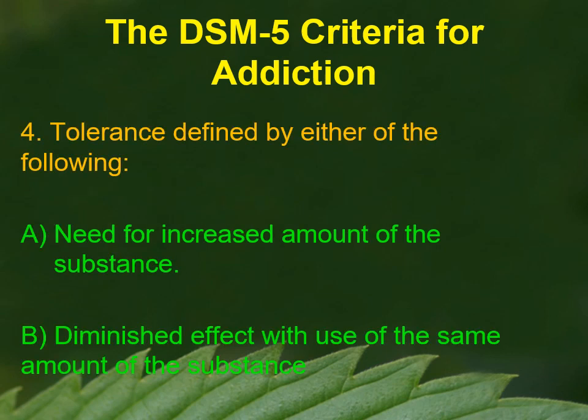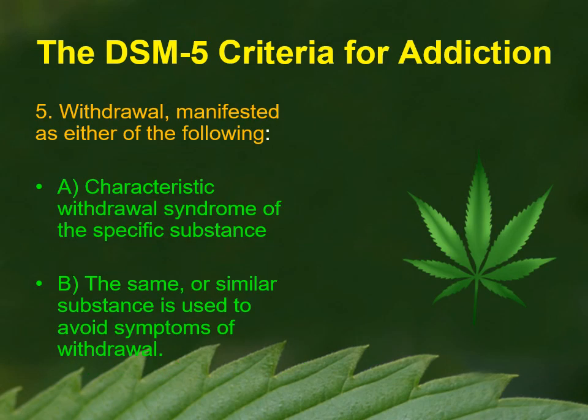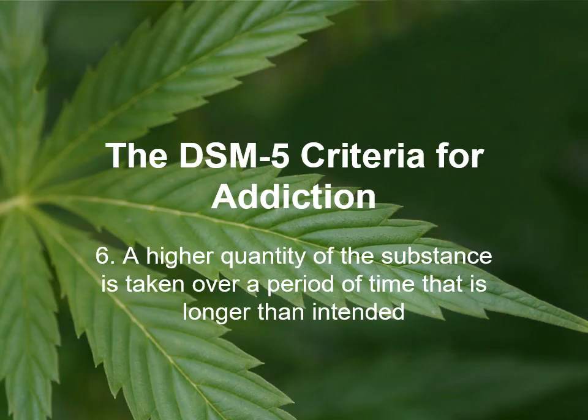The criteria of tolerance is defined by either of the following: the need for increased amount of the substance, or the diminished effect with the use of the same amount of the substance. Under the criteria of withdrawal, manifested as either of the following: characteristic withdrawal syndrome of the specific substance, or the same or similar substance is used to avoid symptoms of withdrawal. Number 6 of the DSM-5 criteria for addiction is a higher quantity of the substance is taken over a period of time that is longer than intended.